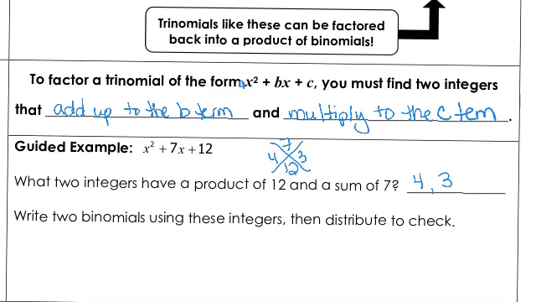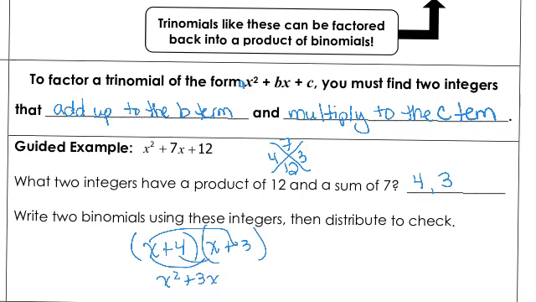And now we can write two binomials, x plus 4 and x plus 3, and then distribute to check. So we distribute: x times x is x squared, x times 3 is 3x, x times 4 is 4x, and 4 times 3 is 12. And we combine like terms, and we get our original trinomial.